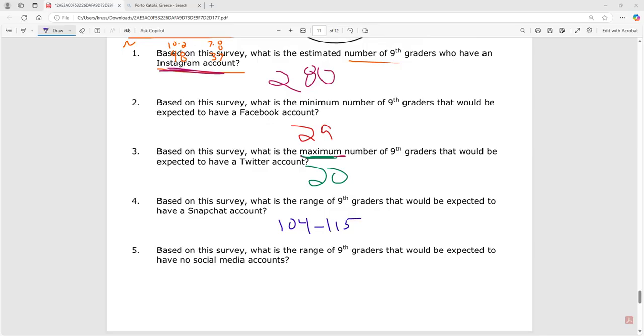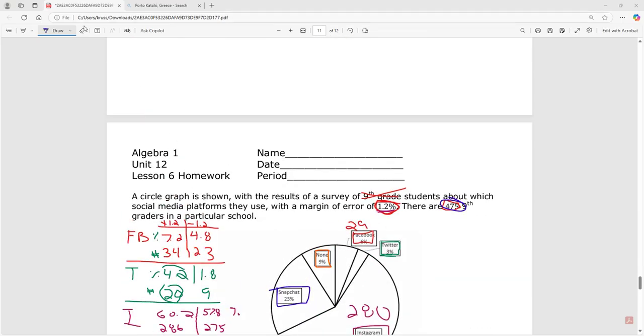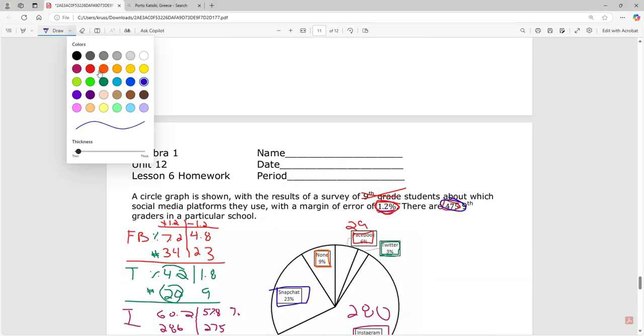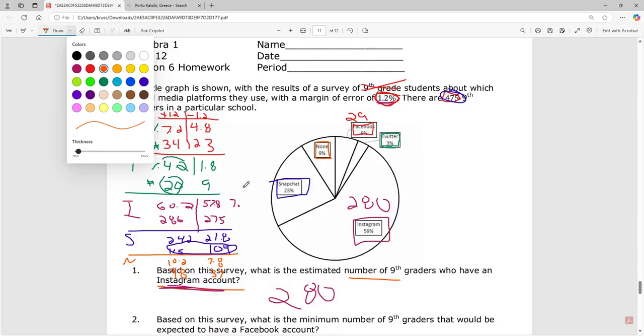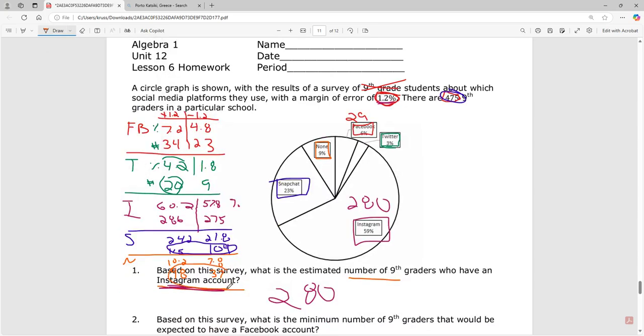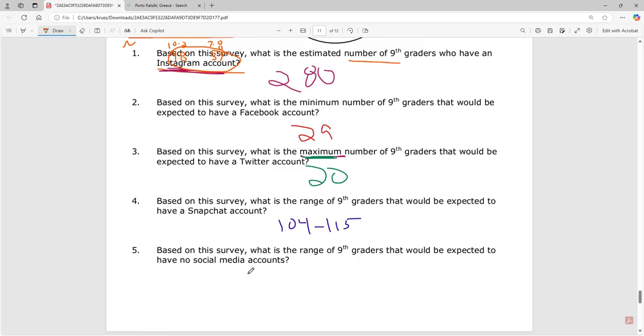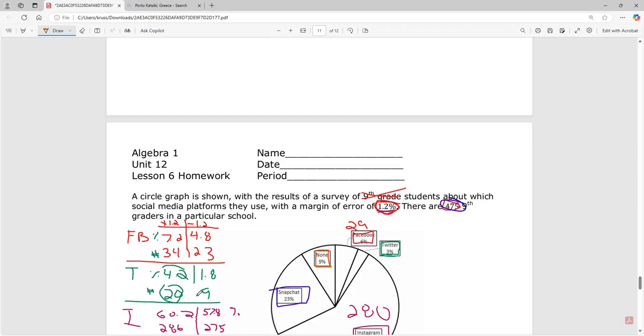And then this one is for no social media accounts. What is the range for none? This is orange. None. And the range is 48 to 37, based upon all of our information we calculated up here.